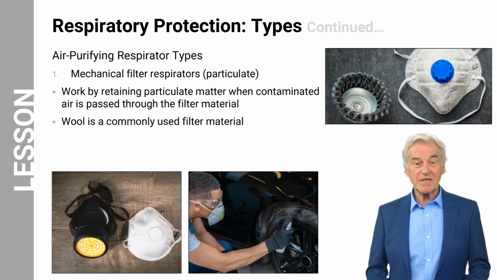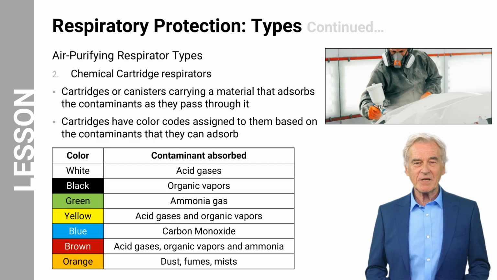Mechanical filter respirators work by retaining particulate matter when contaminated air is passed through the filter material. Wool is a commonly used filter material. Another type of respirator are chemical cartridge respirators, which use cartridges or canisters carrying a material that absorbs the contaminants as they pass through it.